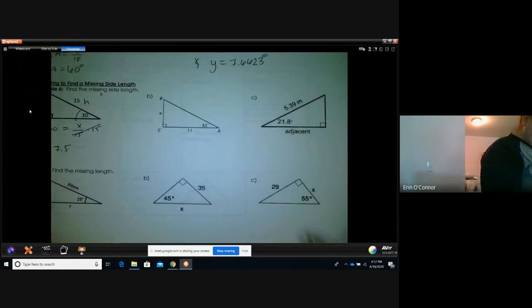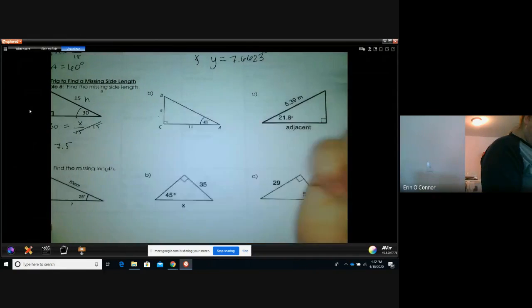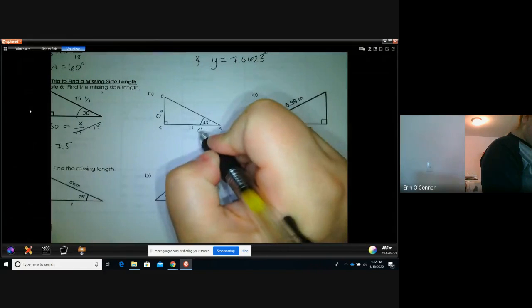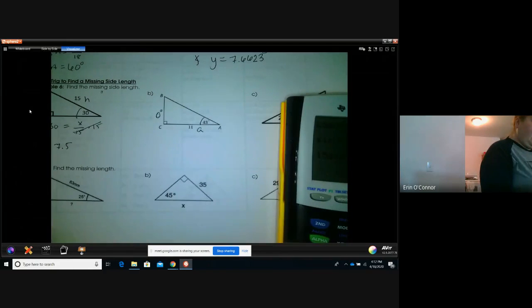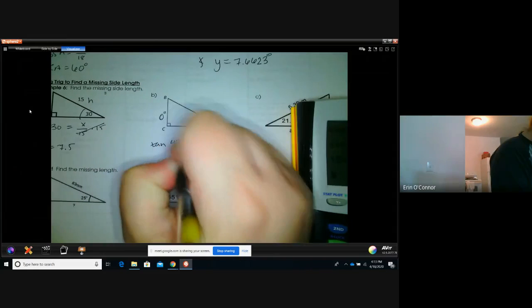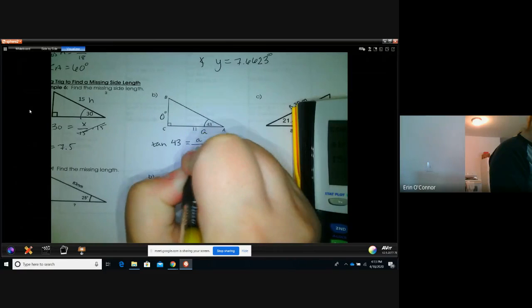So for the next one, here's your angle right now. Here, this across from it is the opposite. This right here is the adjacent because it's between the two angles. So we have tangent here. Tangent of 43 degrees is equal to opposite, which is A, over adjacent, which is 11.